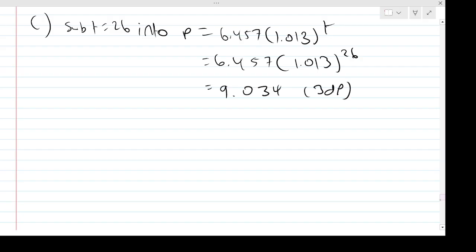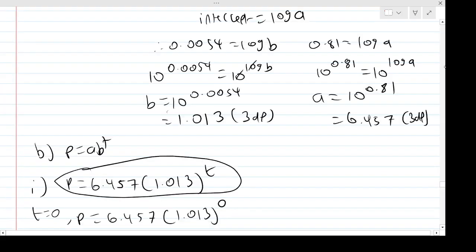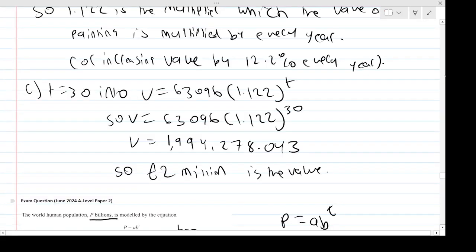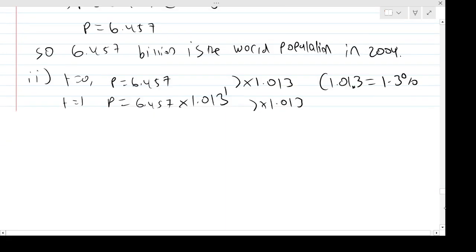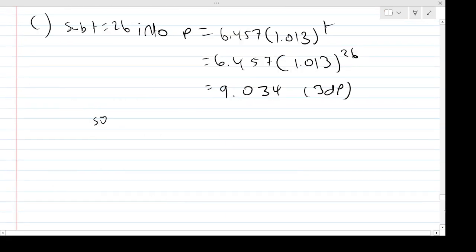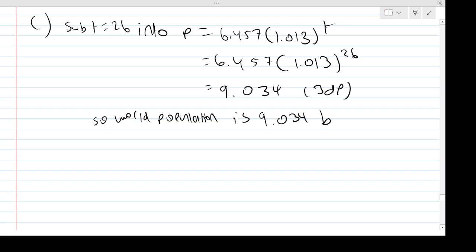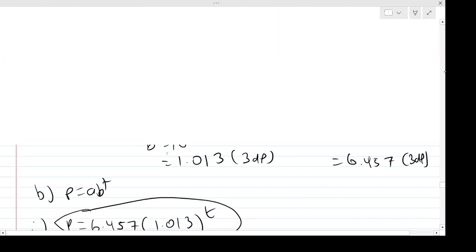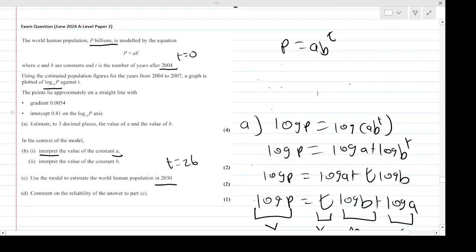So what does that mean then? So that's the value of P, but obviously it wants the world population. So remember, population, I underlined it here. The population is P billions. So it's the value of P times a billion, right? So world population is simply 9.034 billion.